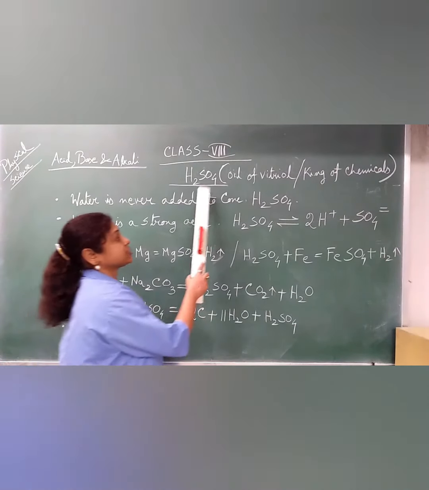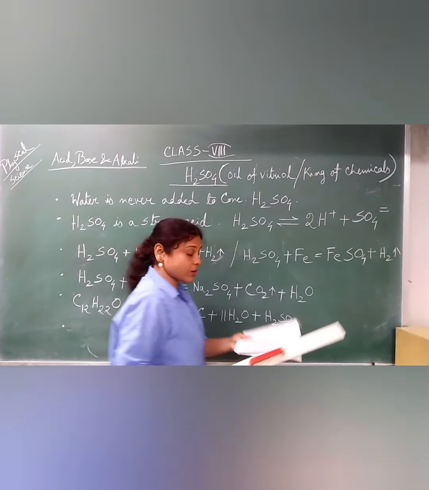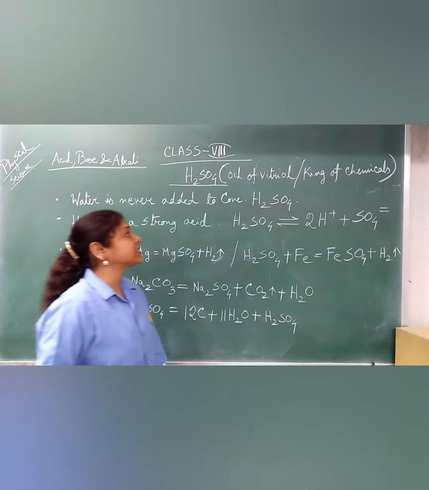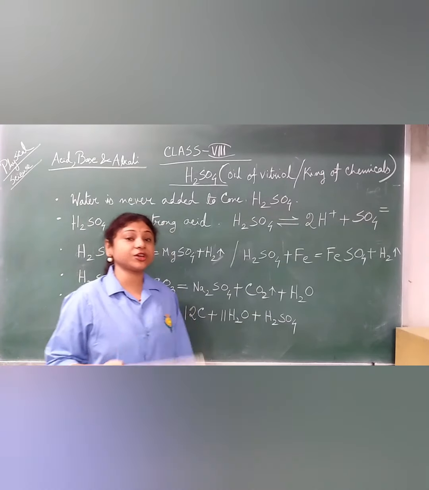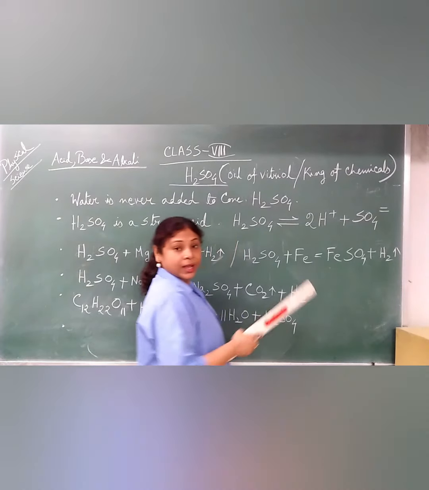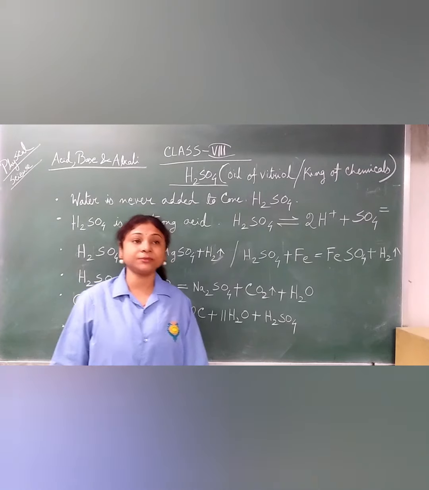Another name of this is oil of vitriol or king of chemicals. Why is it called oil of vitriol? Because sulfuric acid was produced from green vitriol. Green vitriol means ferrous sulfate, that is FeSO4. It is actually a crystal form.